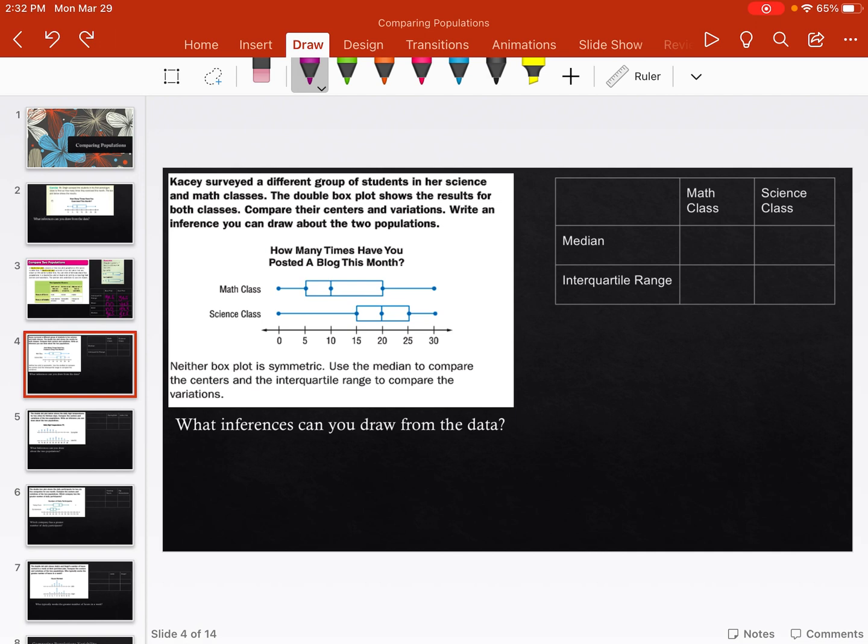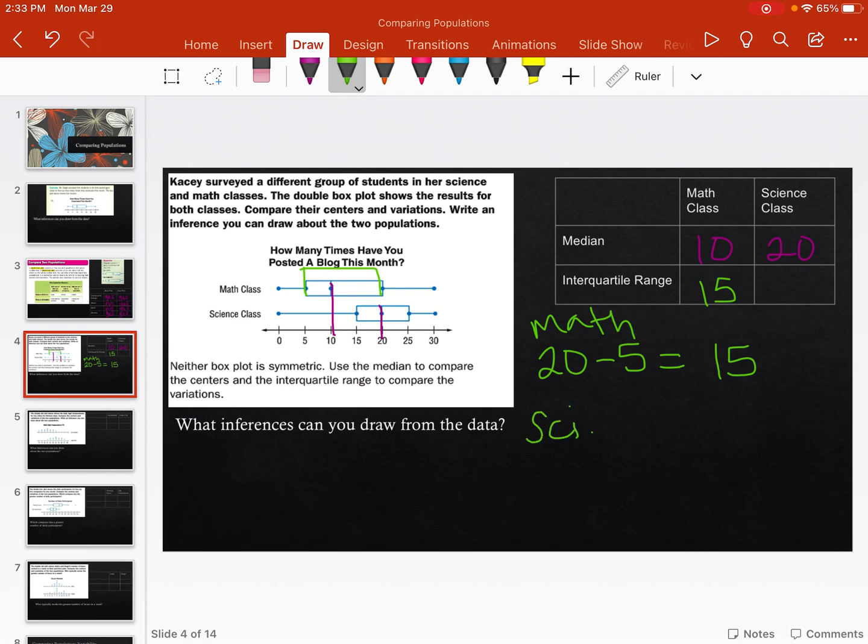So our median, remember, is the middle of your box. So for the math class, right here, is at 10. For the science class, it's right here at 20. And then your IQR, remember, your interquartile range is the range of the box. So from here to here. So we're going to do 20 minus 5 for math, and that will give us 15. So 15 is our IQR for math.